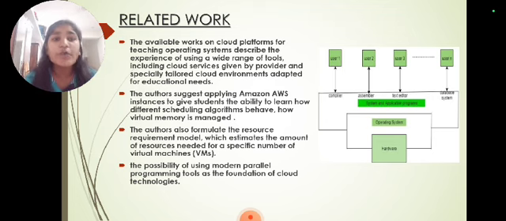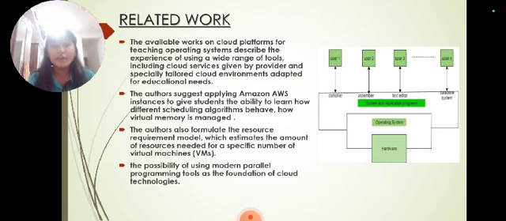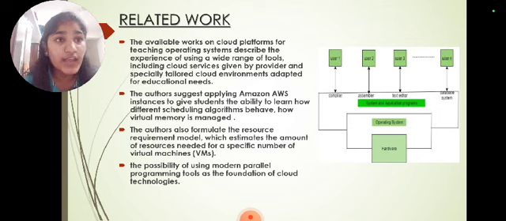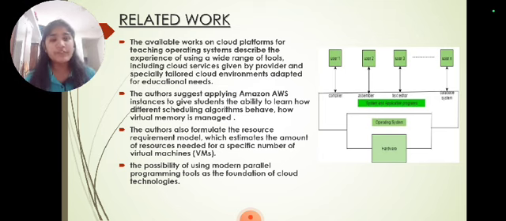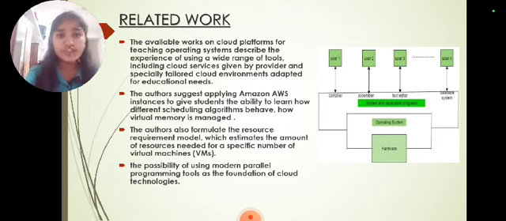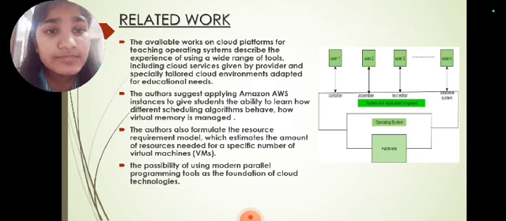And the fourth point is the possibility of using modern parallel programming tools as the foundation of the cloud technologies. In the related work, we have n number of users: first user, second user, third user, till the last user. The first user is called compiler, the second user is called assembler, the third user is called text editor, and the final one is called database system. In that we have system and application programs. In that we have the operating system. In that we have the hardware.